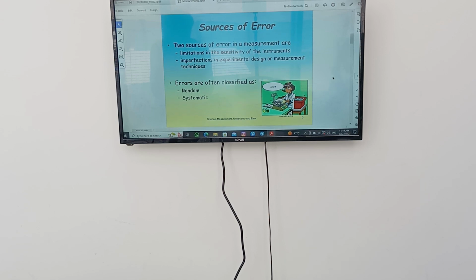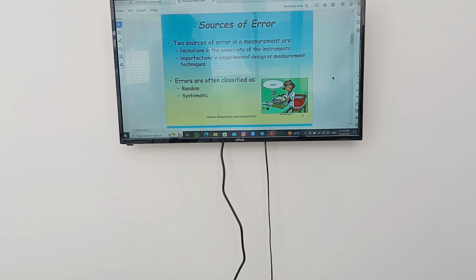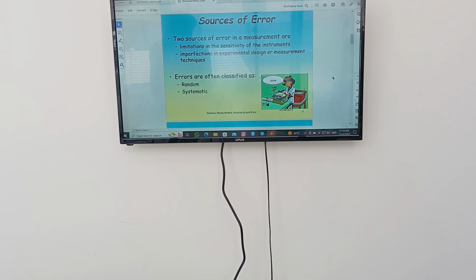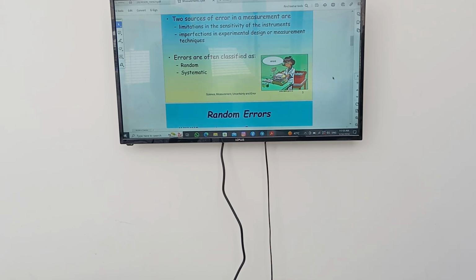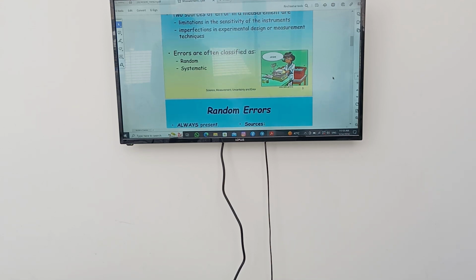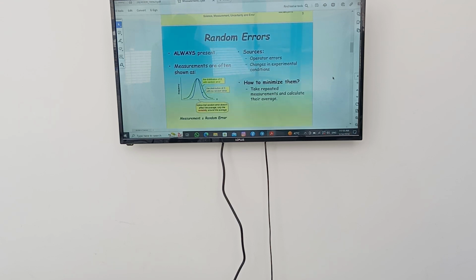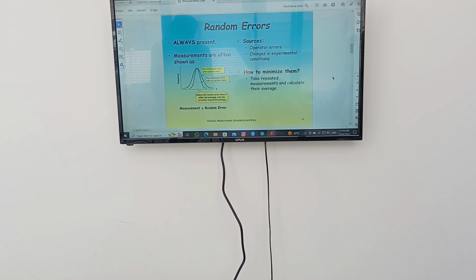Of course, as humans, it's normal to make mistakes. So maybe in measurements there may be a plus or minus of what you add or what you remove. So these are the two most common sources of measurement error. Errors are often classified as random and systematic, and we're going to find out what each means. First, we're going to take random errors.